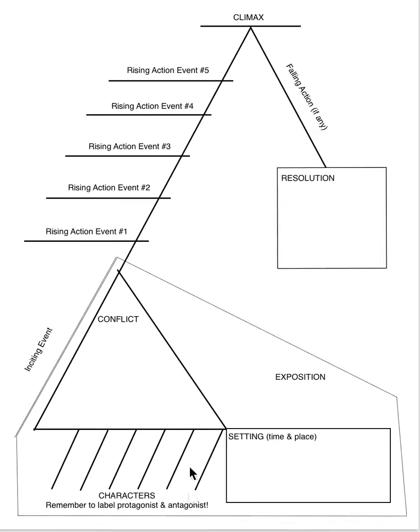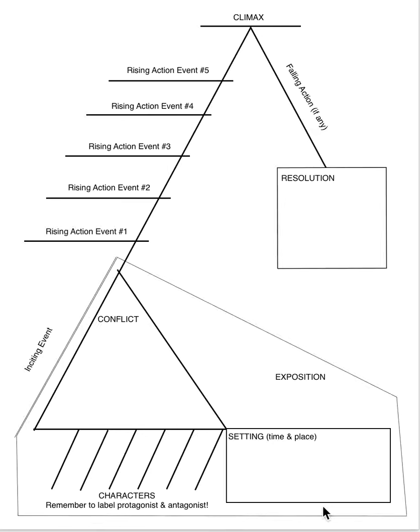Then we have these vertical lines, almost vertical lines, slightly angled. This is where you would list key characters in the story, each character's name being written on a line. Remember to label the protagonist and the antagonist. I'll get back to those in just a moment.